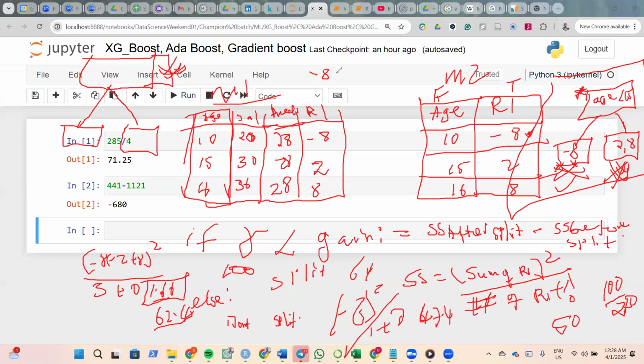Sorry. My problem is why is it -8? Ah, okay. So we have -8 too. What was the residual before split? Is this not the -8? Yes, I'm understanding it now. My issue was that extra bracket. It was confusing me, but it's okay now.